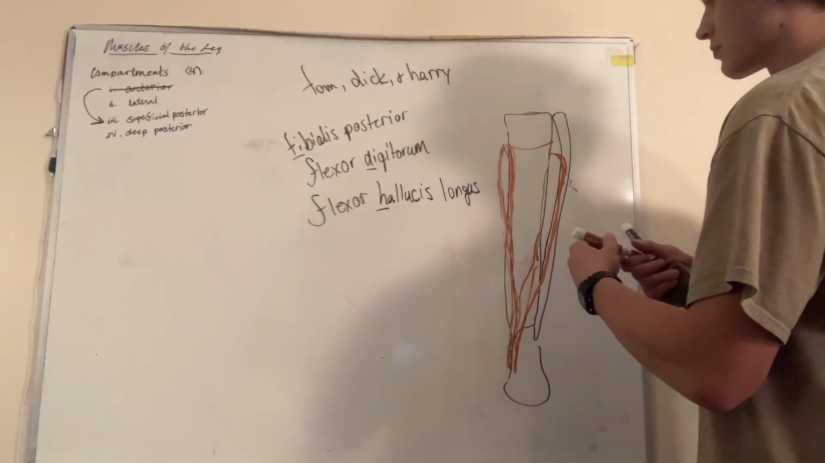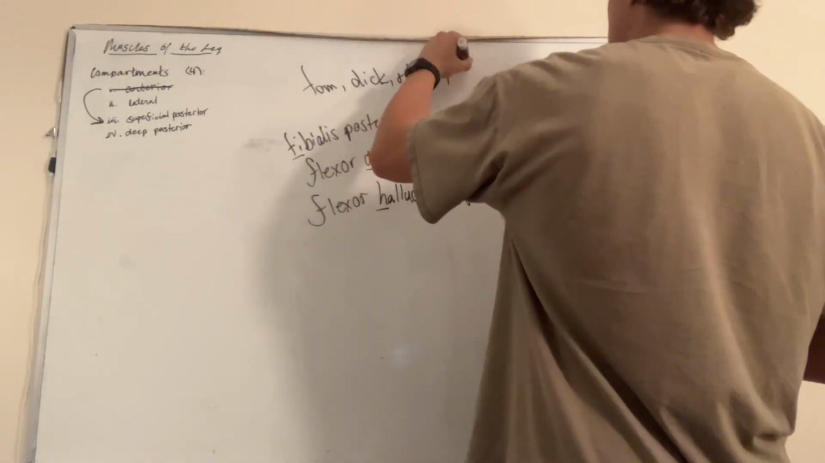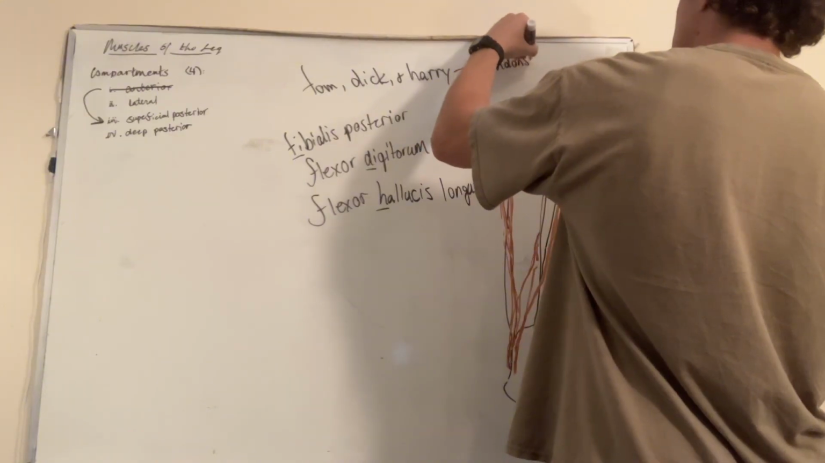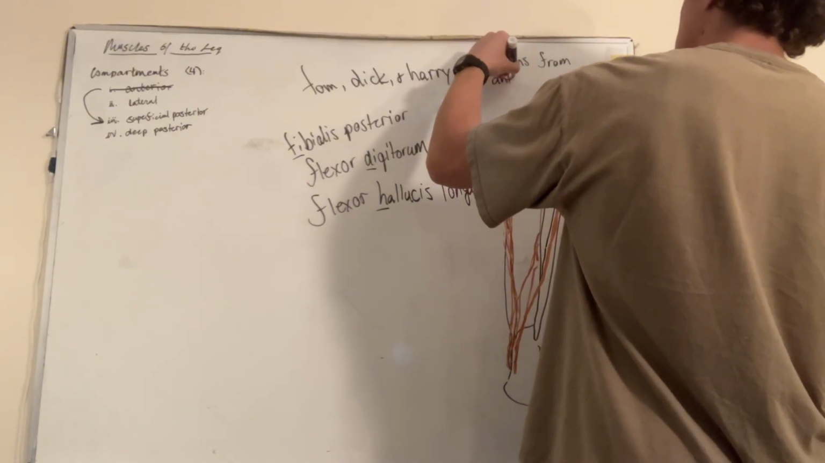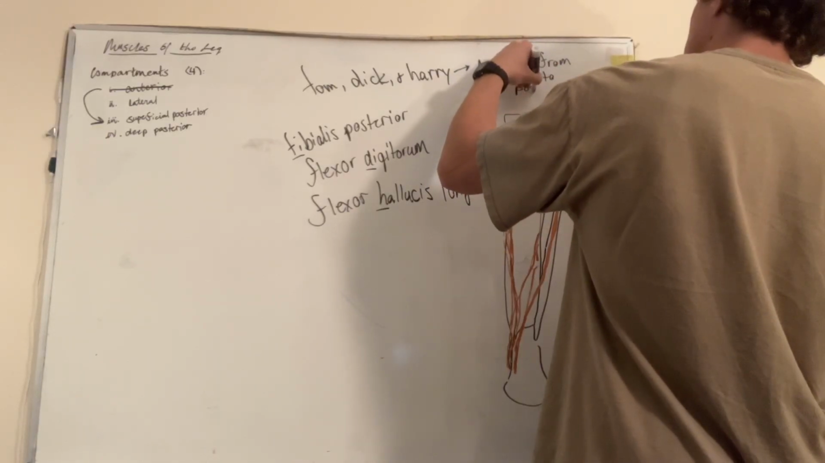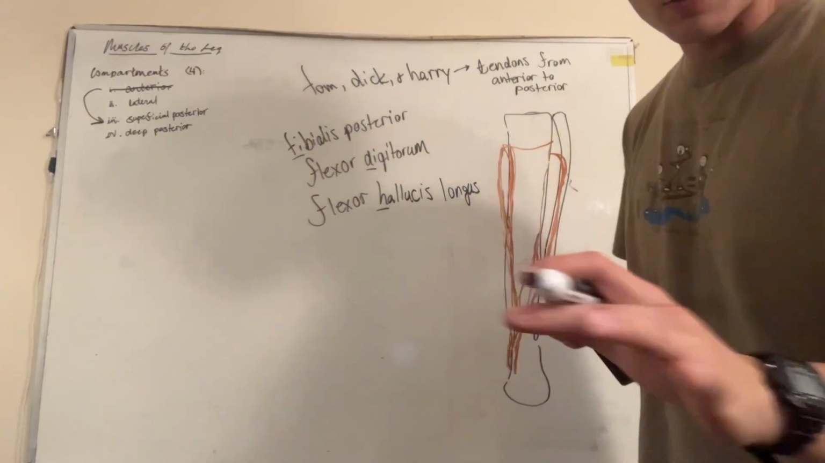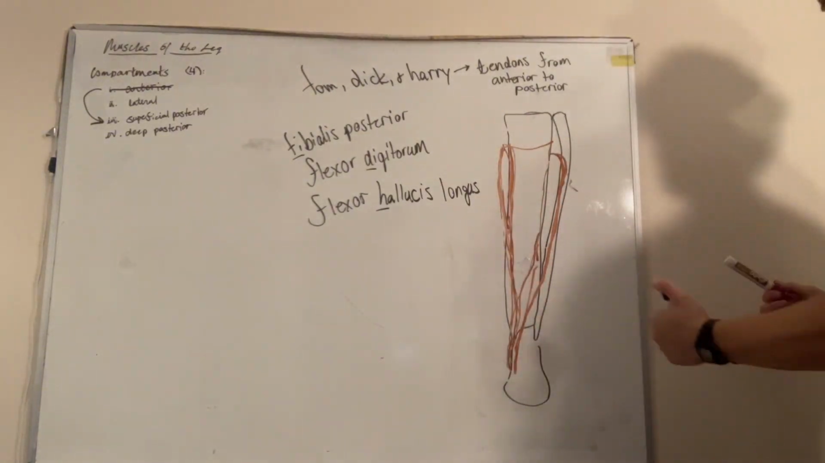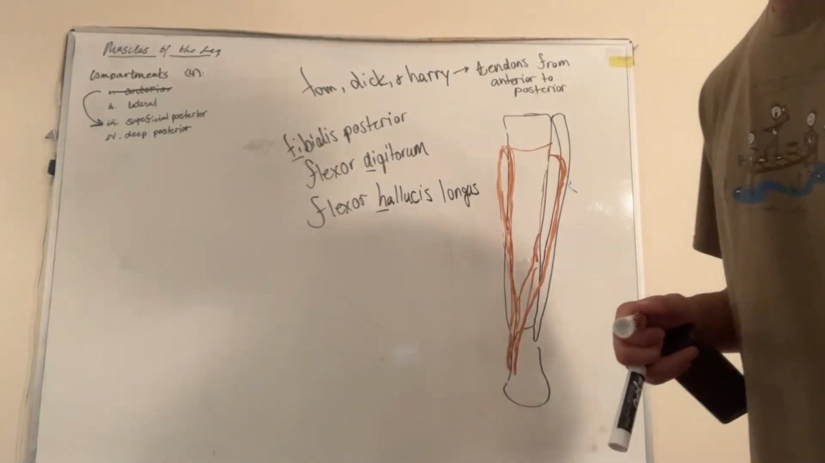So again, I'm going to write this down. This is the tendons from anterior to posterior. Honestly, I'm just going to draw a separate picture to clarify that a little bit because this picture is a little dookie. Okay, be right back.